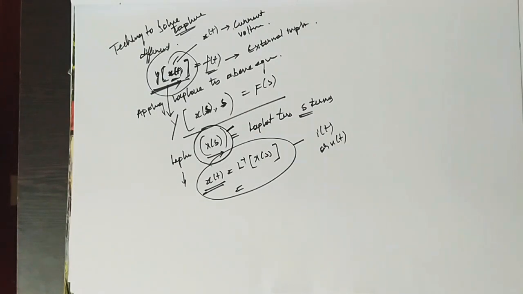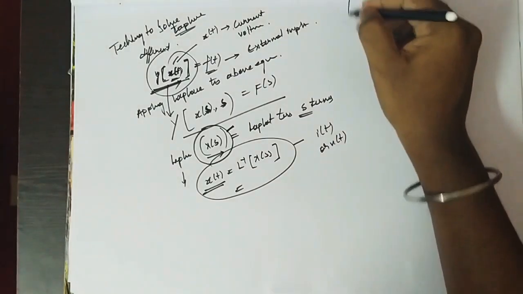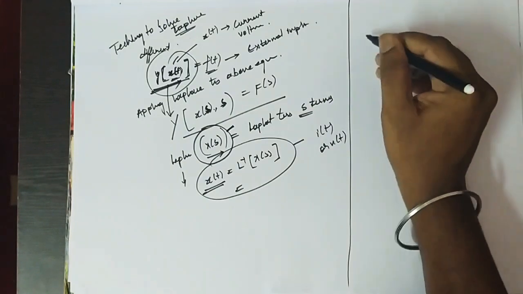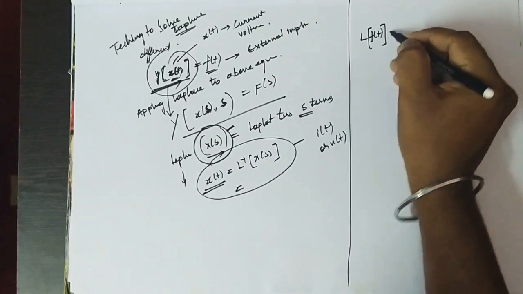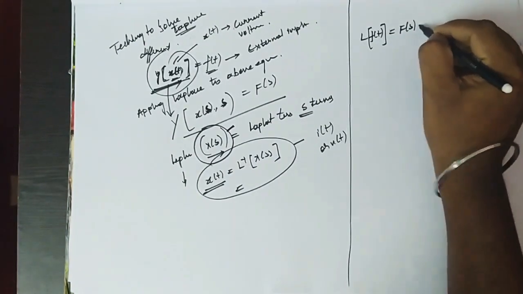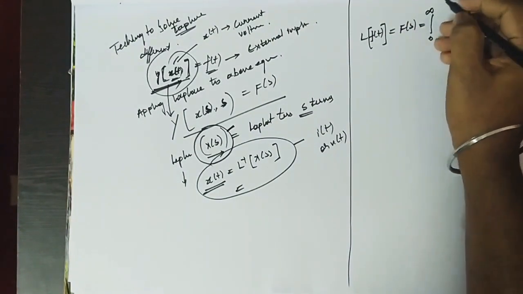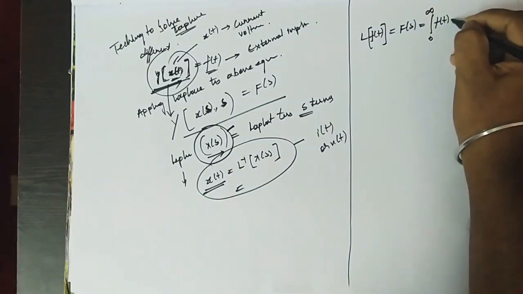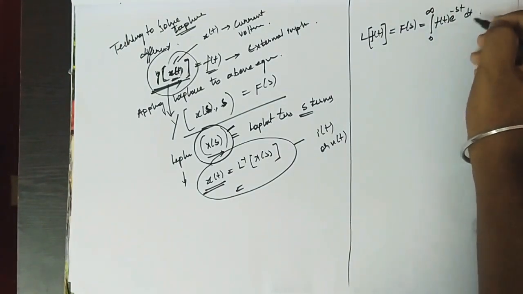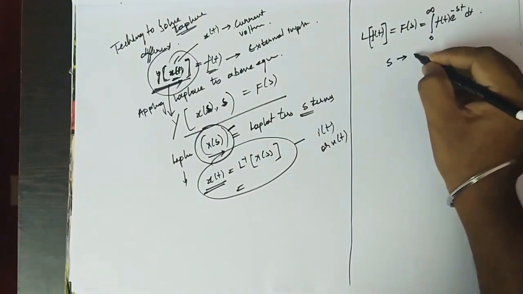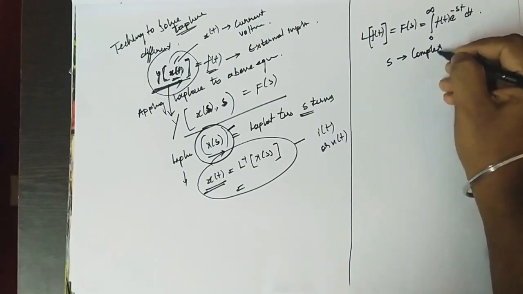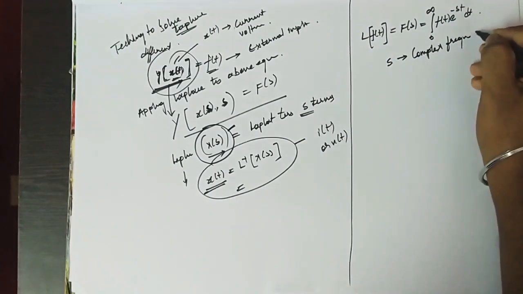So let us go to some Laplace concepts. In general, what does Laplace mean? Laplace of a function f of t equals F of s, which is the integral from 0 to infinity of f of t e power minus st dt. So s is called the complex frequency variable.